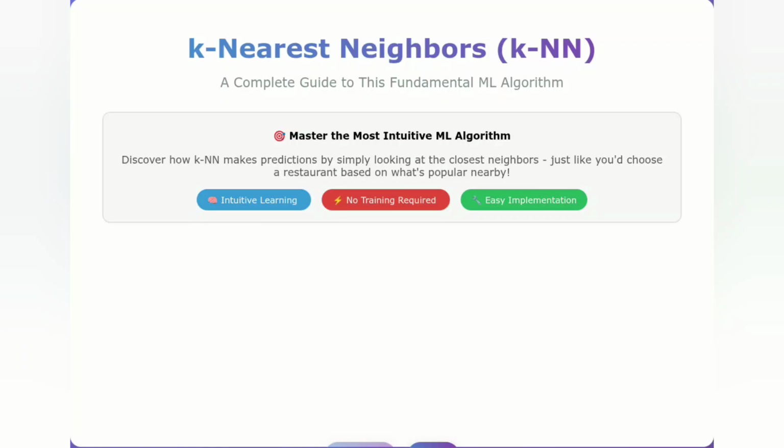Welcome to this comprehensive guide on K-nearest neighbors, one of the most intuitive and widely used machine learning algorithms. This is AI Academy, and in the next 15 minutes, we'll explore how KNN works, when to use it, and see it in action with real examples. By the end of this video, you'll have a solid understanding of this fundamental algorithm that every data scientist should know. Here's what we'll cover today.